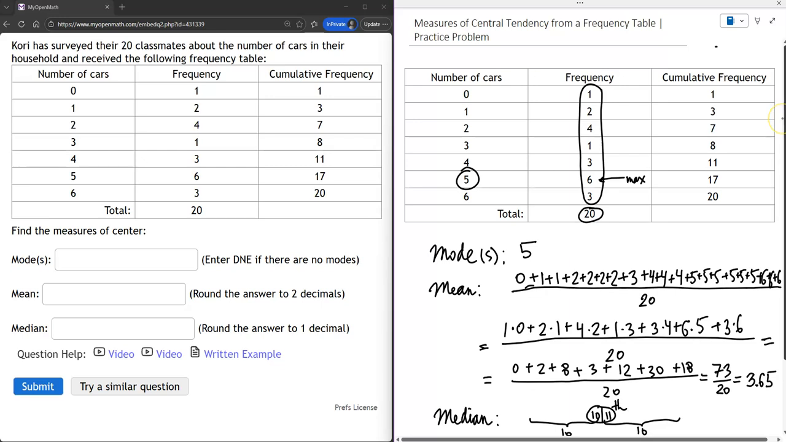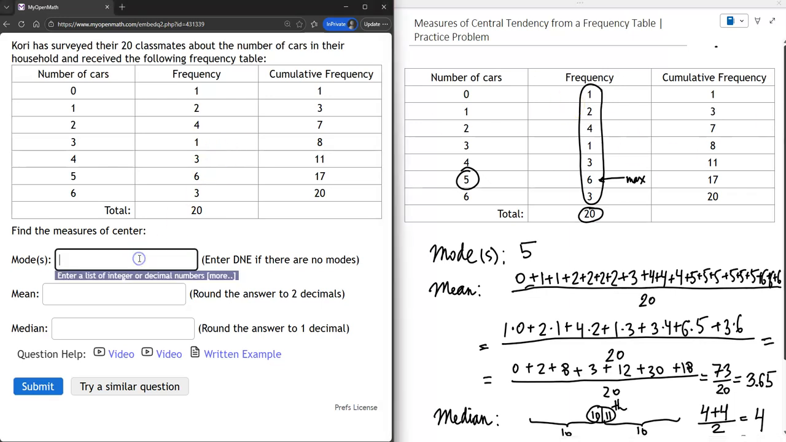Now, how do I determine the 10th observation? This is where the cumulative frequency column comes in. So if 8 observations are less than or equal to 3, and 11 observations are less than or equal to 4, that means the 9th, 10th, and 11th observations are all 4s. That's the meaning of the cumulative frequency. So that means my 10th observation is 4, my 11th observation is 4, and the average of 4 and 4 is 4. So that's how we find the median using cumulative frequencies.